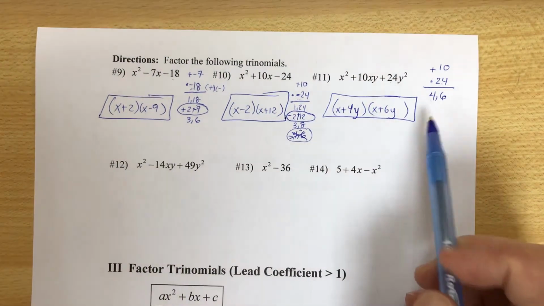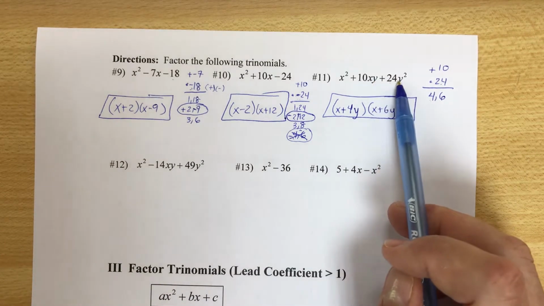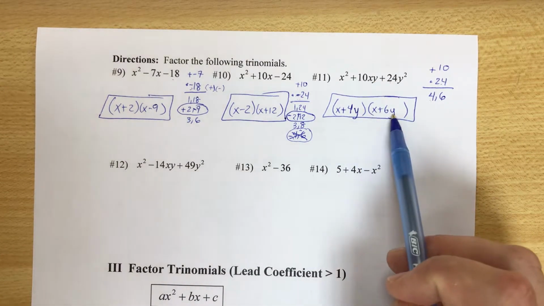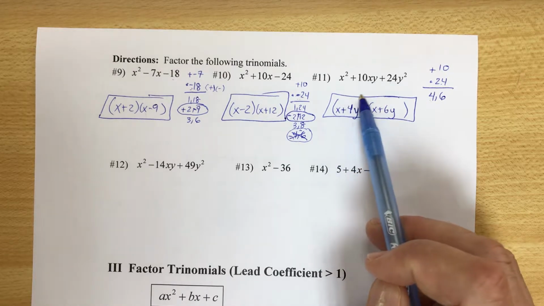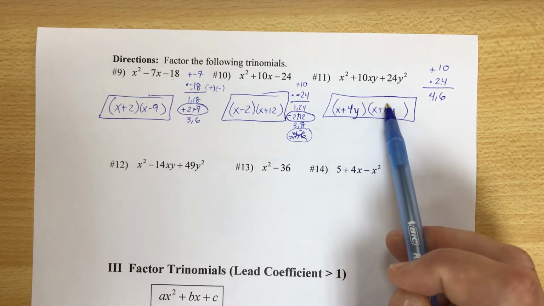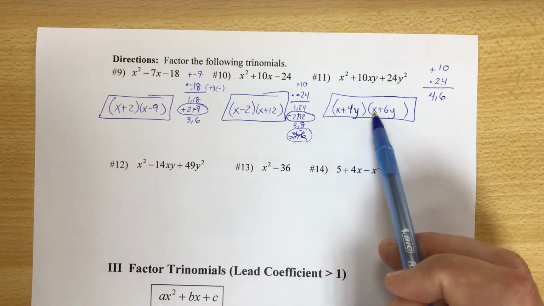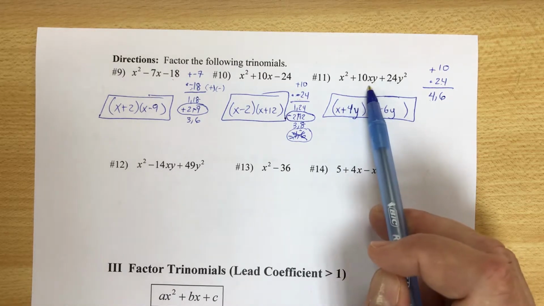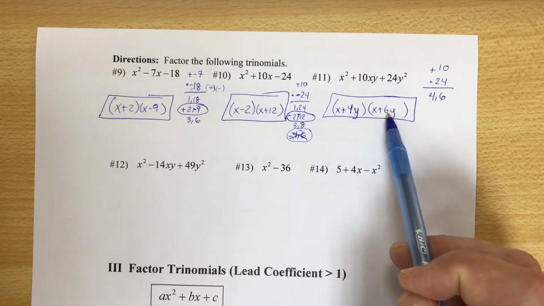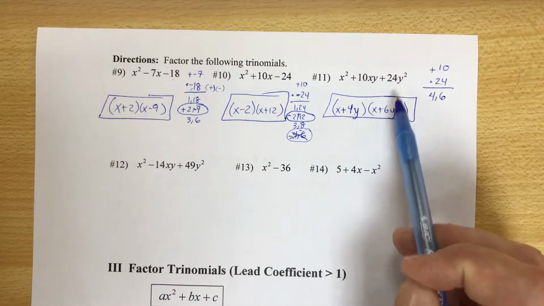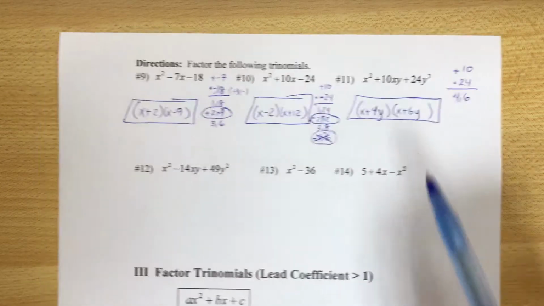The reason is, we don't really worry about the second variable until we get to the end. If you distribute, you'd get x squared. The middle terms would be plus 6xy plus 4xy, which gives you your positive 10xy. And then 4y times 6y is 24y times y is y squared, so it fits.